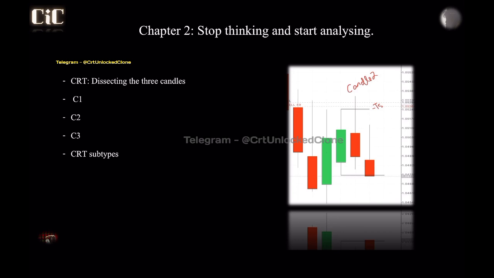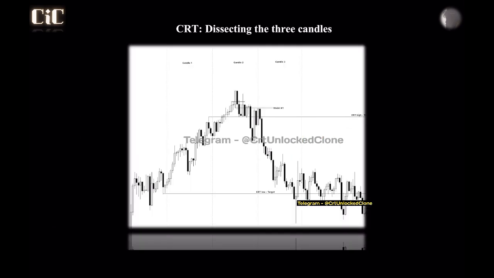Dissecting the three candles, C1, C2, C3, and CRT subtypes. Candle 1, Candle 2, Candle 3. This is the shape of an ideal CRT trade.